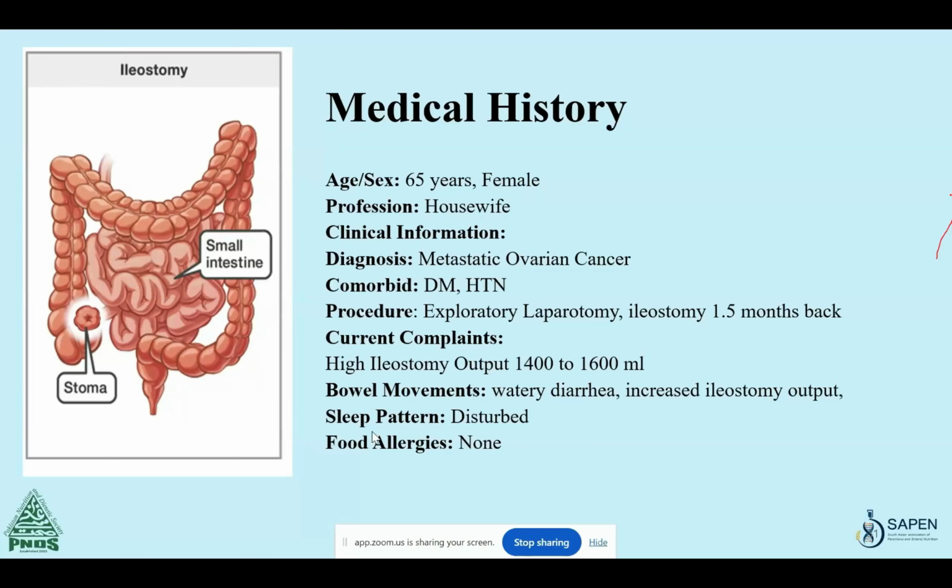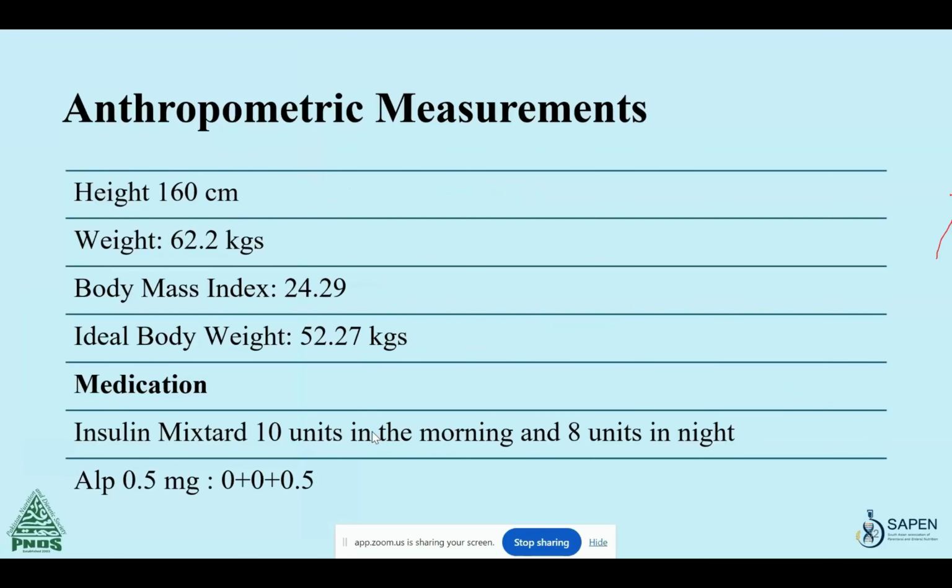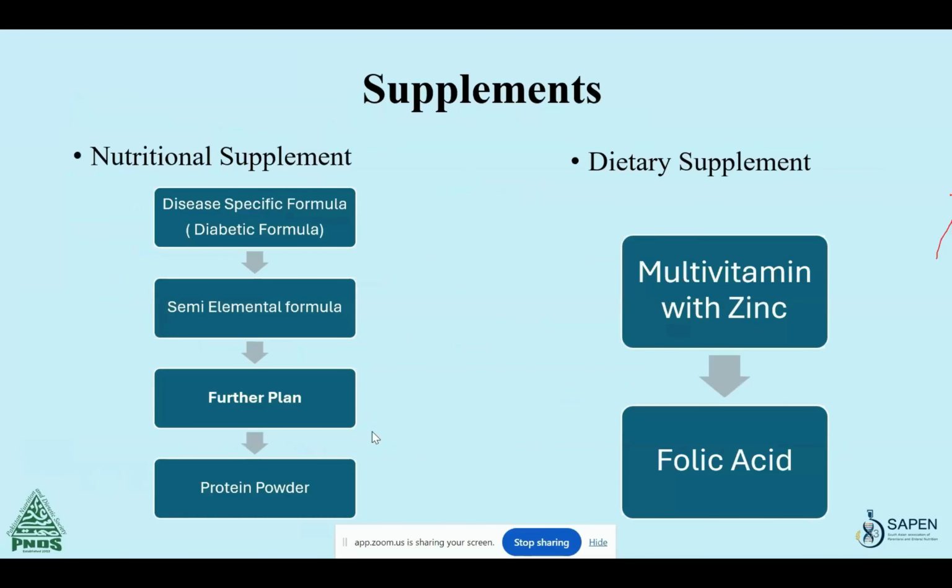She doesn't have any kind of food allergies. These were her anthropometrics. She has a good body mass index now because she recently underwent surgery, but it is progressively deteriorating. She is on insulin and ALT 0.5 milligram. Previously she was taking a disease specific nutritional supplement, the diabetic formula, and we should change it to a semi-elemental formula. The further plan is to include protein powder as per the requirement and tolerance of the patient, and the addition of dietary supplements, multivitamin with zinc, remember, and folic acid as well.